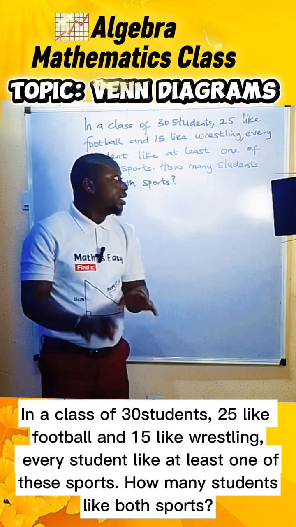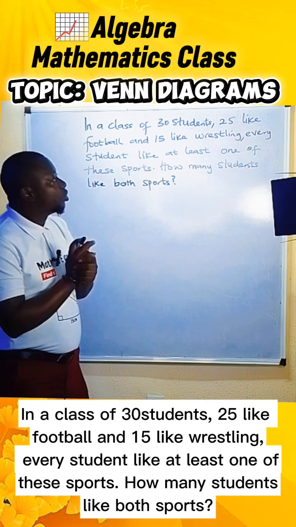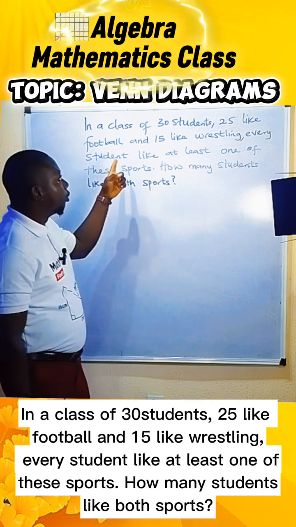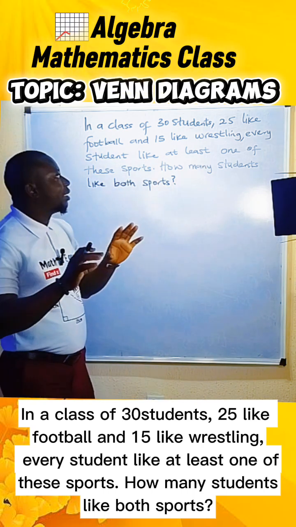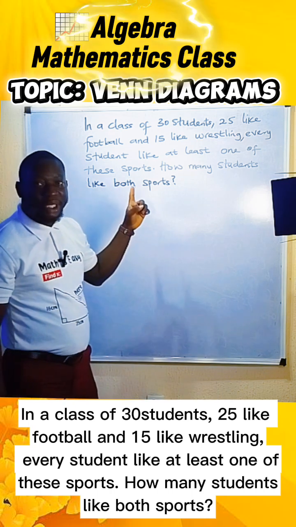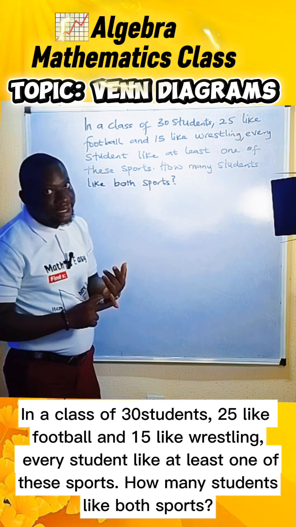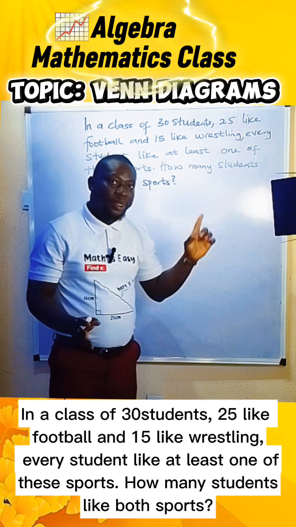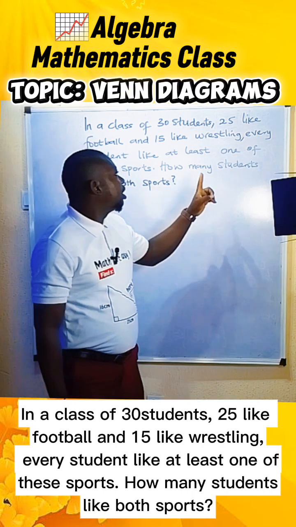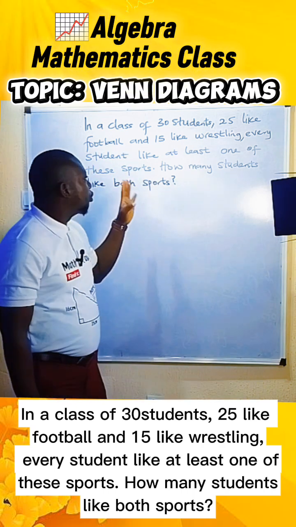Let me take the question again. In a class of 30 students, 25 like football, 15 like wrestling. Every student likes at least one of these sports. So meaning either they like wrestling or they like football or they like both. That's the meaning. How many students like both sports?